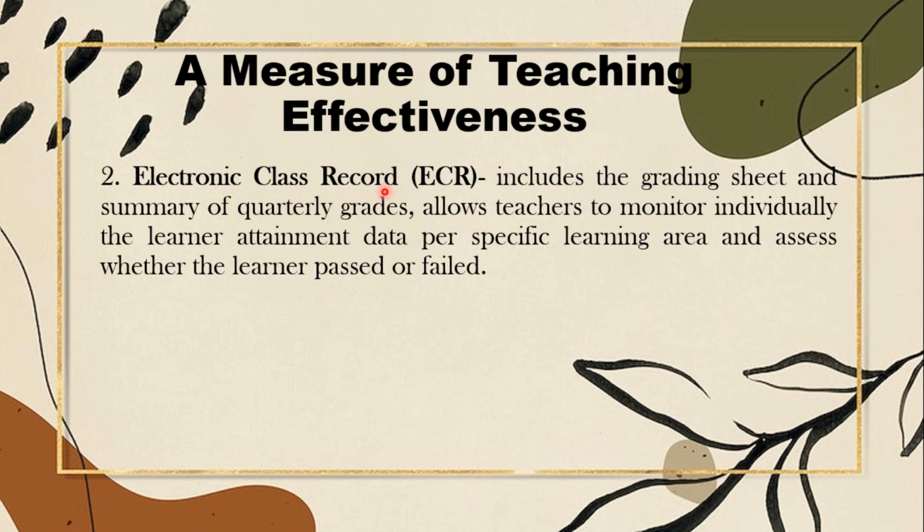So the electronic class record includes the grade sheet and summary of quarterly grades, allowing teachers to monitor individually the learner attainment data per specific learning area and assess whether the learner passed or failed. So with this tool, teachers can clearly assess the progress and achievement of each learner and can provide him or her with instructional intervention and enrichment.